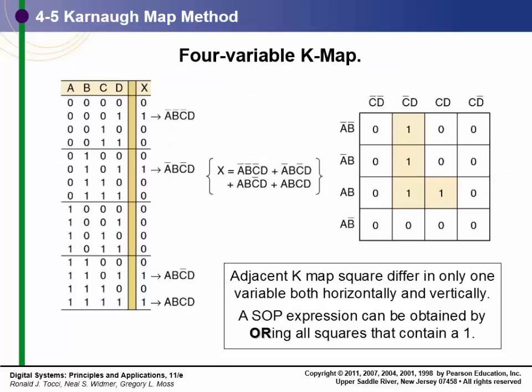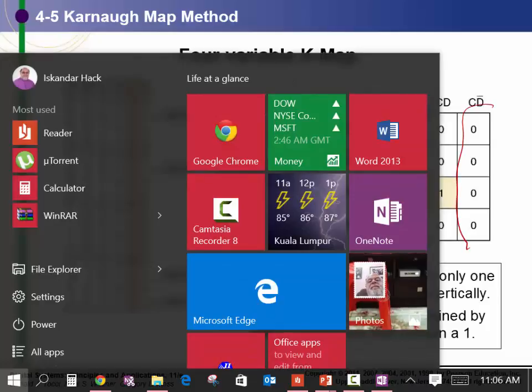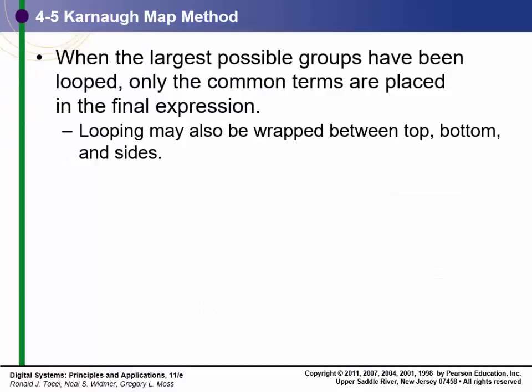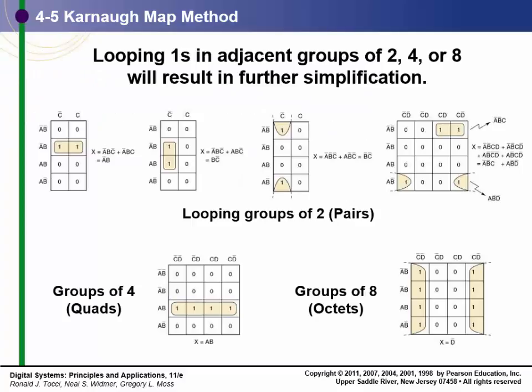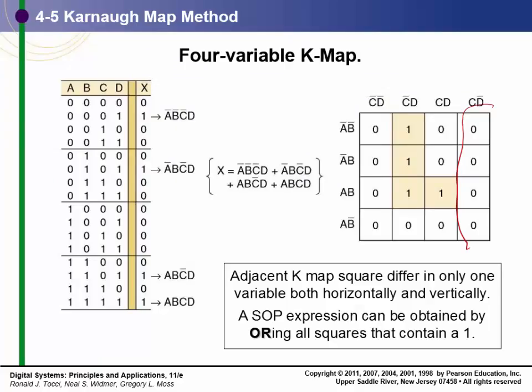Right here, you would read out the zeros instead of the ones. In this particular case, if you're going to do this in a NOR gate configuration, I would read out the zeros. So I've got a group of 8 right there. I've got a group of 4 here and a group of 4 here. So that's how I would solve this problem right there.